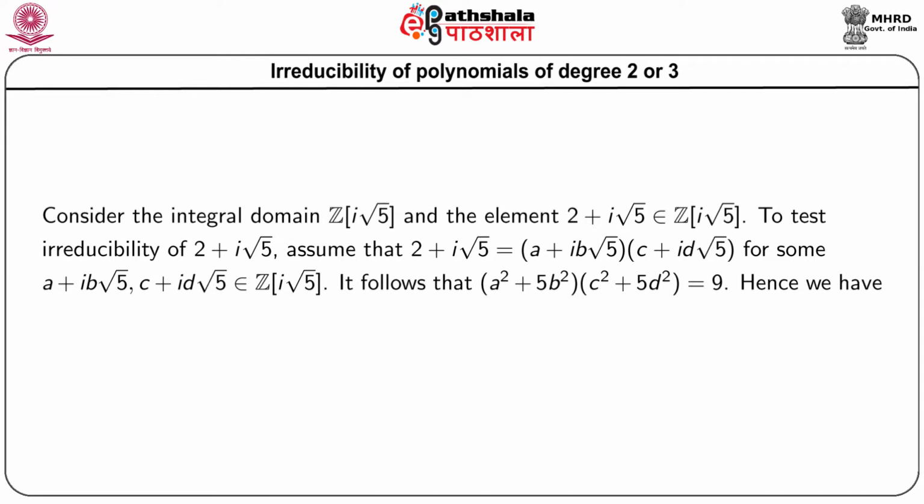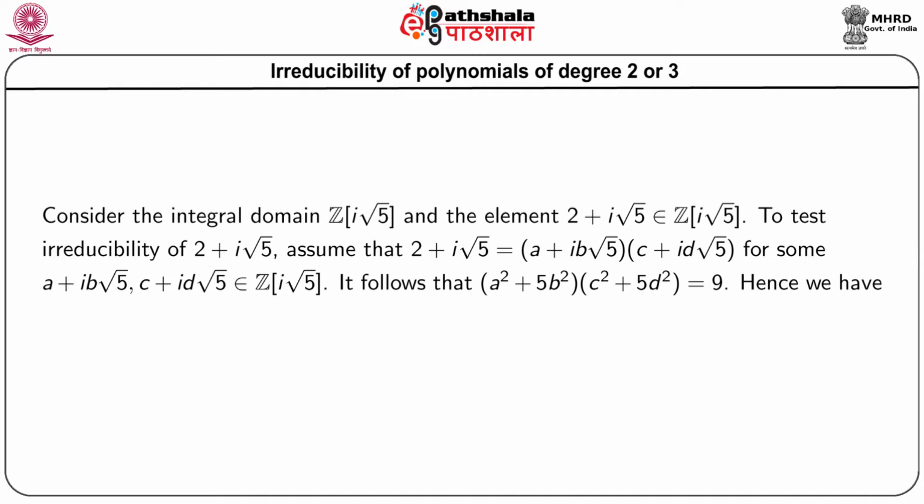First, we give an example of an irreducible element which is not prime. For this, consider the integral domain Z[i√5] and the element 2 + i√5 in this ring. To test the irreducibility, assume that 2 + i√5 is a product of the elements a + ib√5 and c + id√5. Then it follows that (a² + 5b²)(c² + 5d²) = 9.